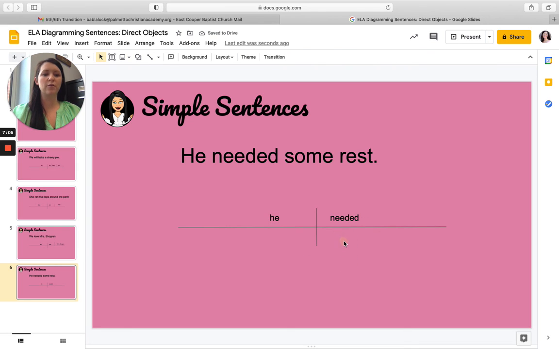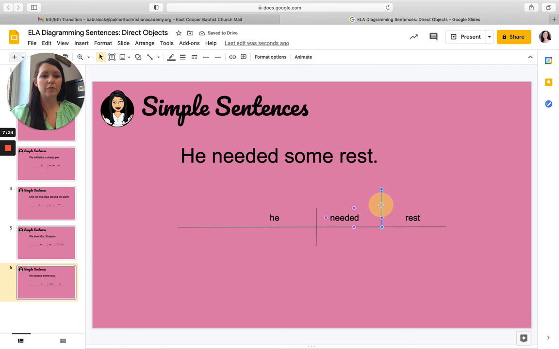All right, now we have our verbs. You got to ask yourself, verbed what? To check and see if a sentence has a direct object. Not all sentences will have direct objects. So what did he need? Needed what? Needed rest. Rest is your direct object. And I'll make my direct object line.